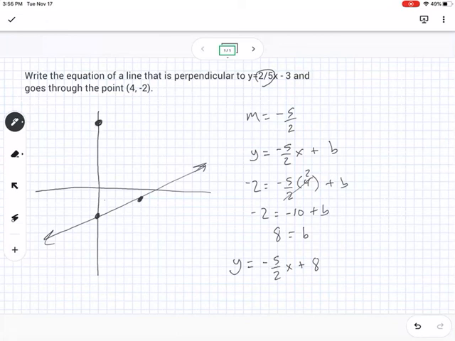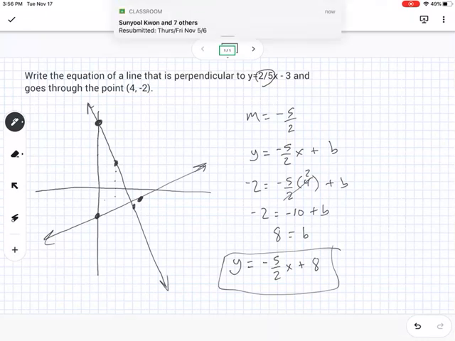If we want, we can graph it. Here's the y-intercept, down 5/2, and you draw it. You don't have to draw these, but just so you can see visually that it does seem to make sense, that those two lines are in fact perpendicular. So that's how you determine what the slopes of perpendicular lines are.